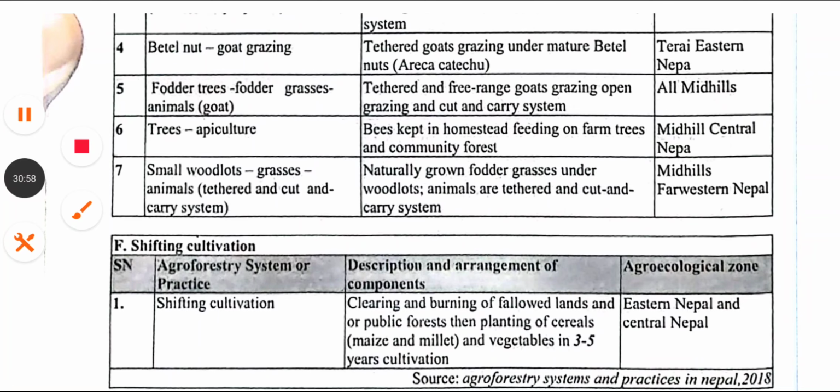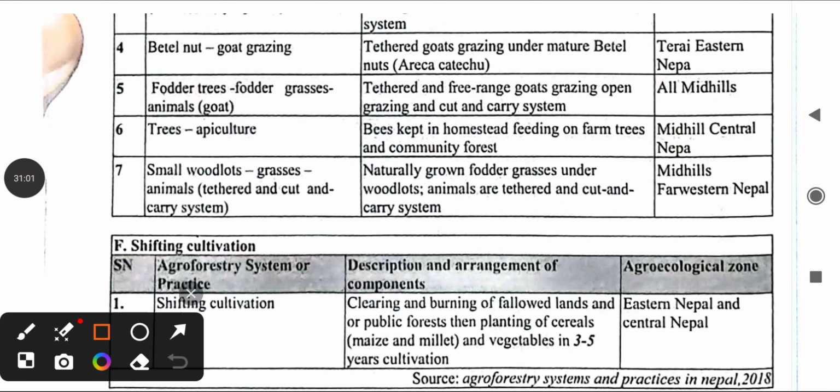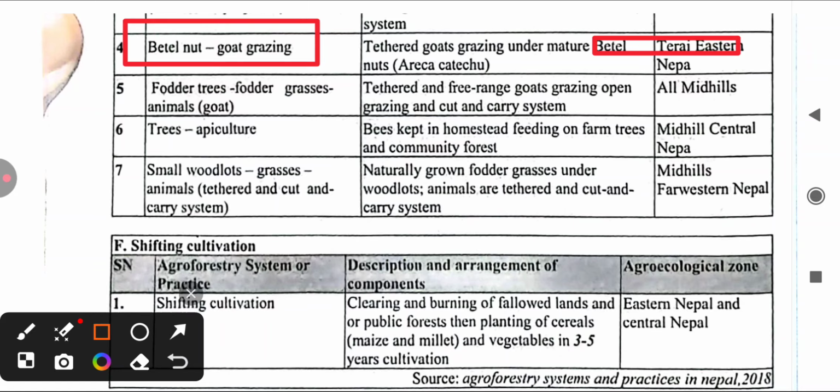Betel nut goat grazing. Tethered goat grazing under mature betel nut, Areca catechu, Terai, eastern Nepal. And fodder tree, fodder grasses, animal goat, tethered and free range goat grazing, open grazing and cut and carry systems, all middle.